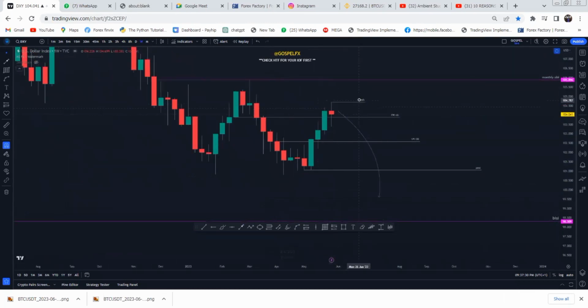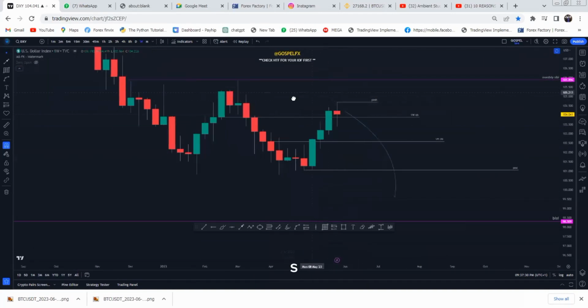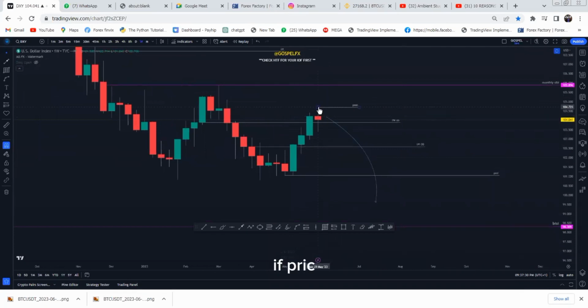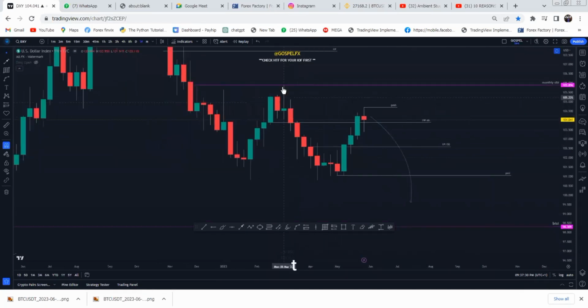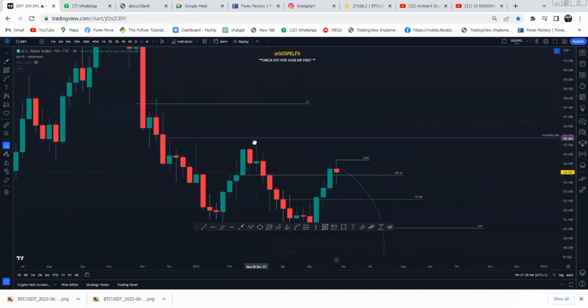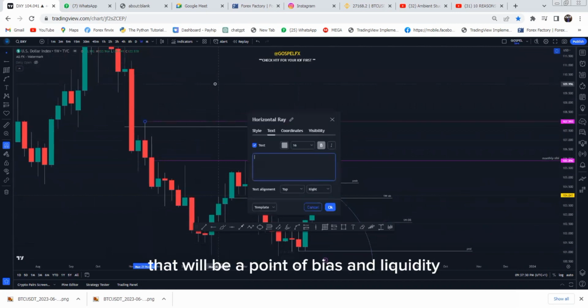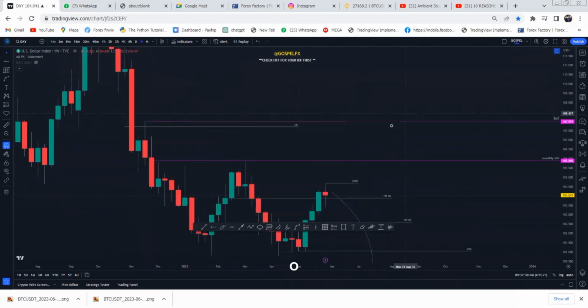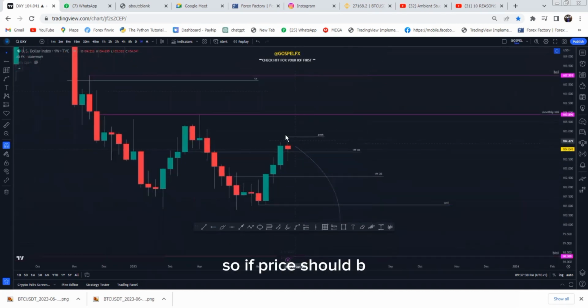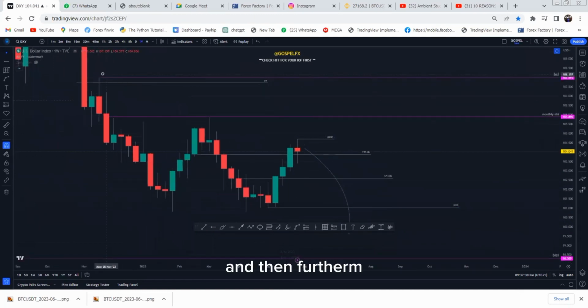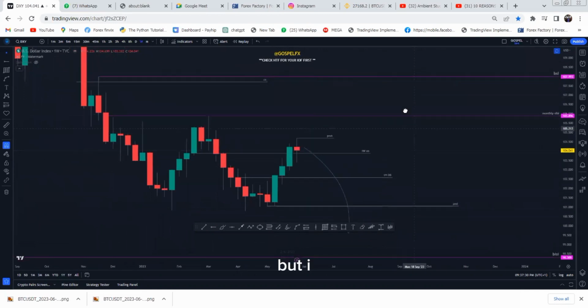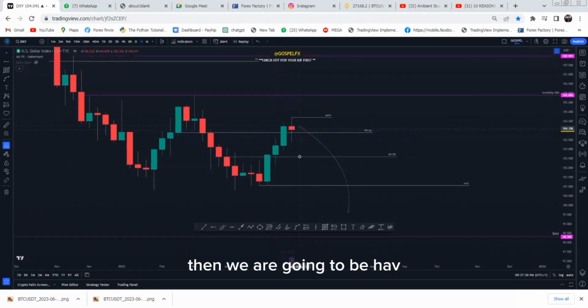But remember, this previous monthly high is also the previous weekly high. So what that means is if price should take the high of this previous week, then we are coming to clear this high and so on until we come into the CE here, likely clearing this high as well. That will be a point of buy side liquidity on the weekly chart. So if price should take the previous weekly high here, we are definitely going to take this one and then furthermore up to this point. But if that weekly high is defended, then we are going to be having an expansion down.